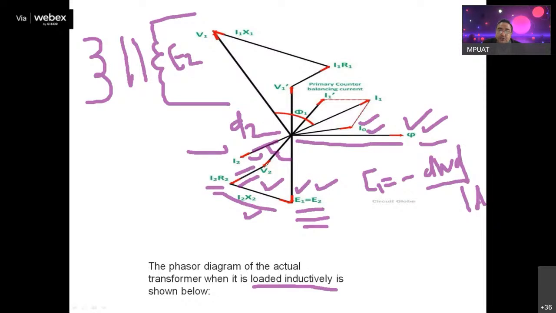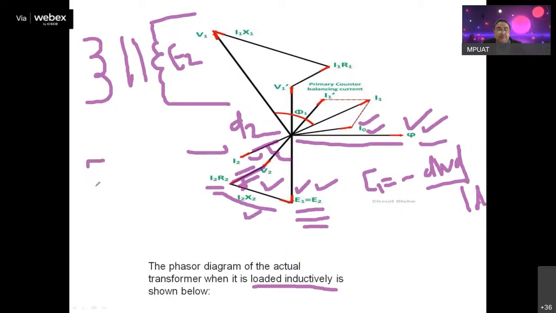So this is your direction of the I2 R2. Now to this I2 R2, I have to add a drop due to the reactance X2. What will be the drop? I2 X2, and it will be at an angle of 90 degrees with respect to I2 R2. So this angle is 90 degrees and it will get added. So E2 is balancing V2.